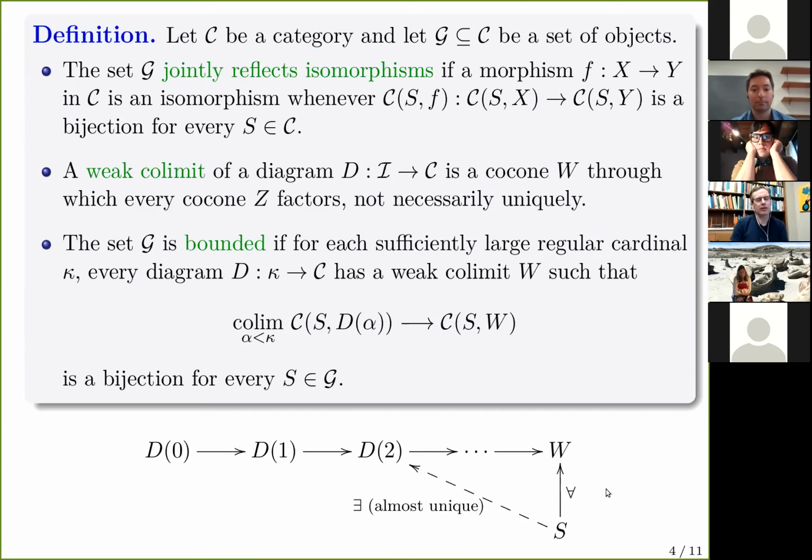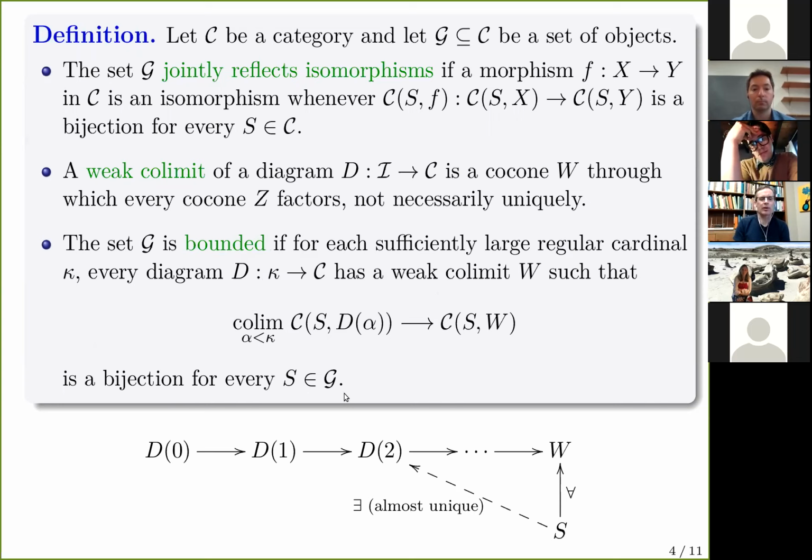And here's the most important definition. We say that a set of objects is bounded if for every sufficiently large regular cardinal kappa. If you don't know what regular means, don't worry too much. I'll mention a bit later where it comes up. But anyway, for every large enough indexing diagram, and every diagram of that shape, there is a choice of weak colimit, which has the property that this natural map is a bijection for every one of the objects in G.